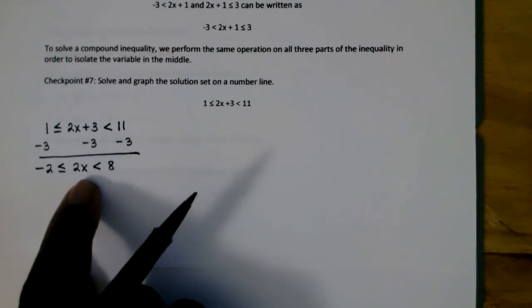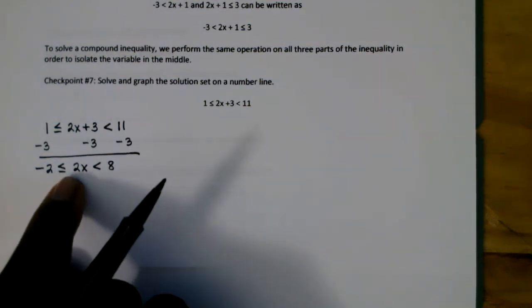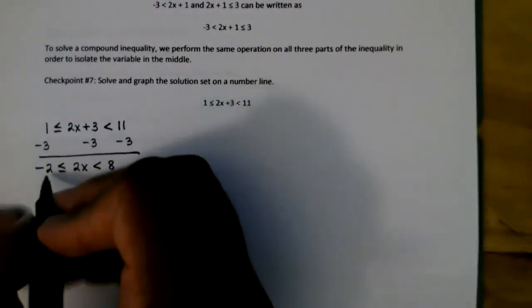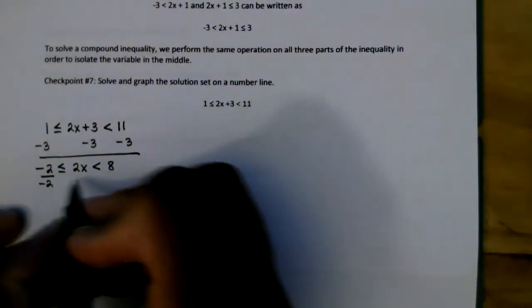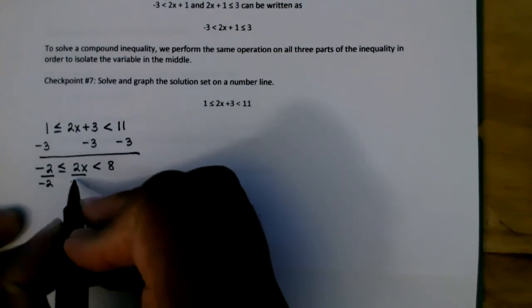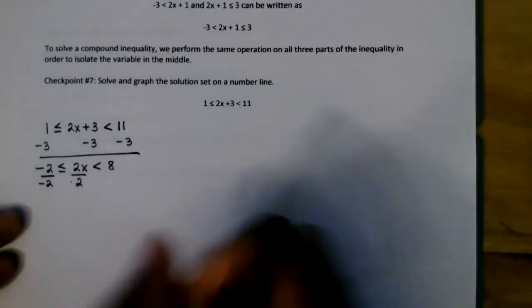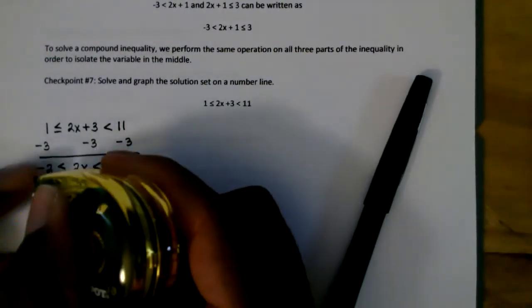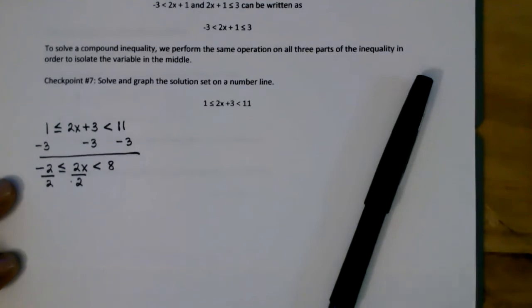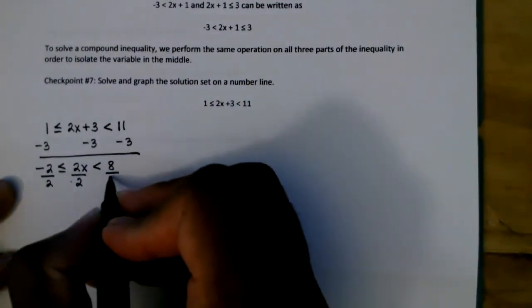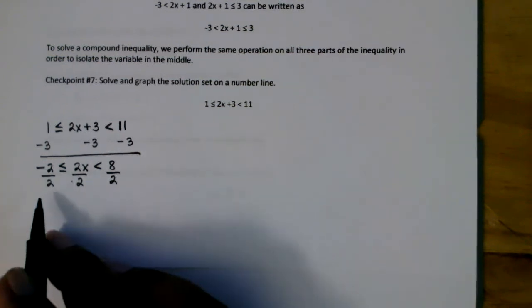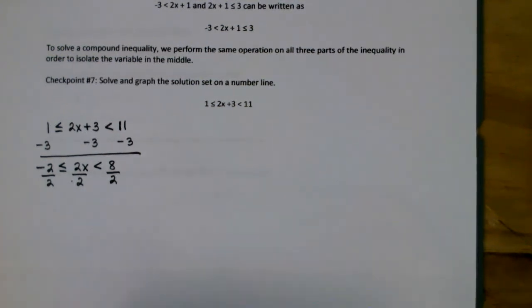And now I still need to get x by itself. I'm multiplying it by 2. So what's the opposite of multiplying by 2? We have to divide by 2. So on the left side, I divide by 2. In the middle, I divide by 2. And then the right side, we divide by 2. We're dividing by positive 2, by the way, on the left, the middle, and the right side.